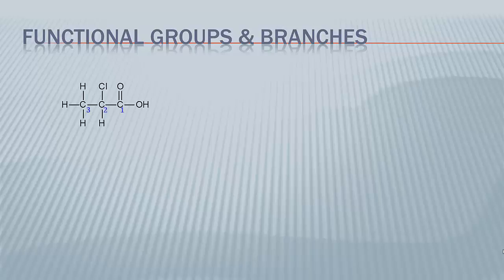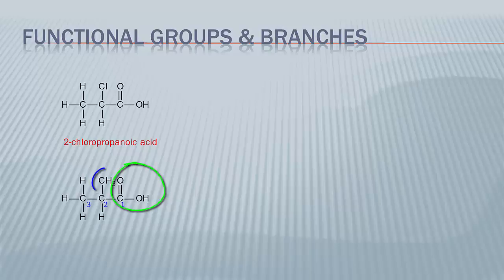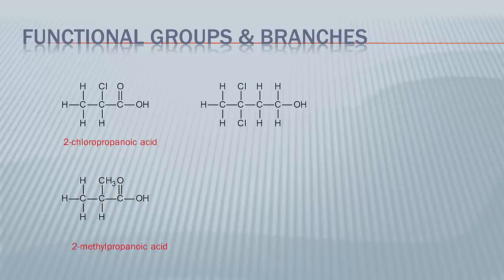This molecule has a 3-carbon backbone based on propane. We have a carboxylic acid functional group on carbon 1 and a chlorine group on carbon 2. So this molecule is 2-chloropropanoic acid. Our next molecule also has a propane parent chain with a carboxylic acid group on carbon 1 and a methyl group on carbon 2. So this molecule is 2-methylpropanoic acid.